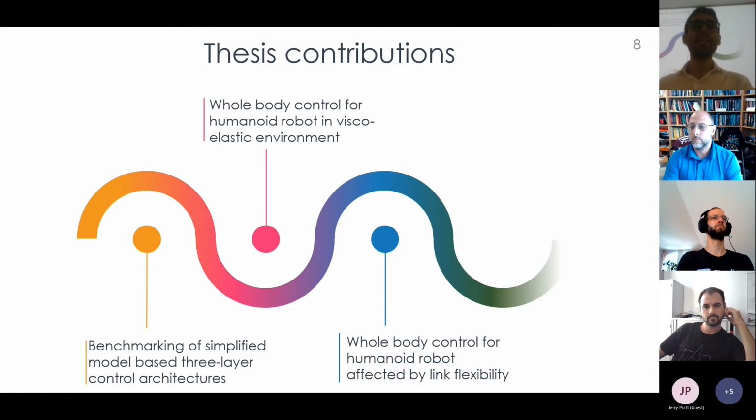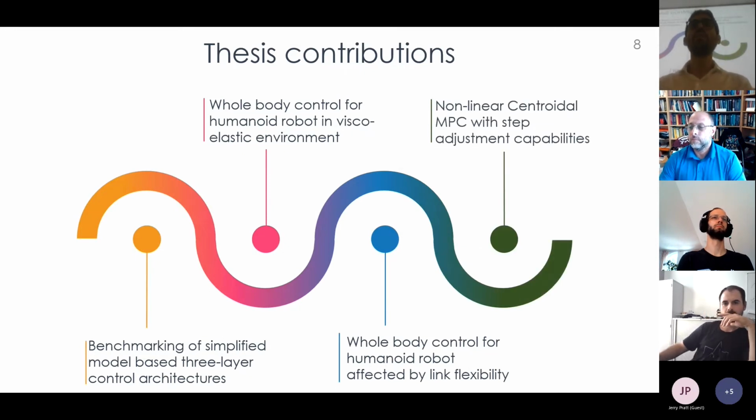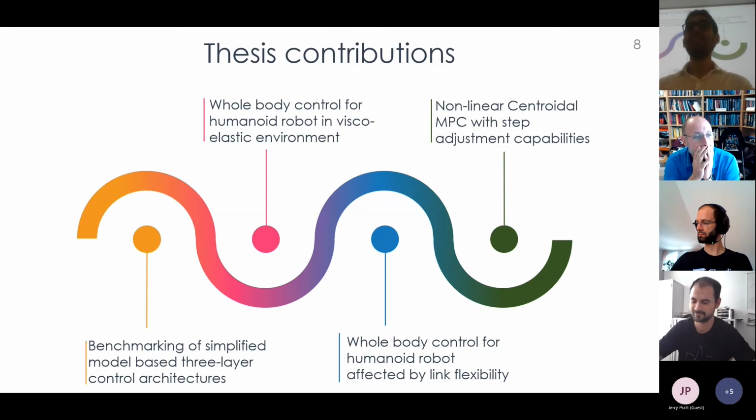I will first start with a benchmarking of simplified model-based architecture, and then we try to remove some assumptions of the controller in this kind of test. So we have a whole body controller for humanoid robots in viscoelastic environment. Then we remove the assumption of rigid links. And finally, I will present you a nonlinear centroidal MPC with step adjustment capabilities.